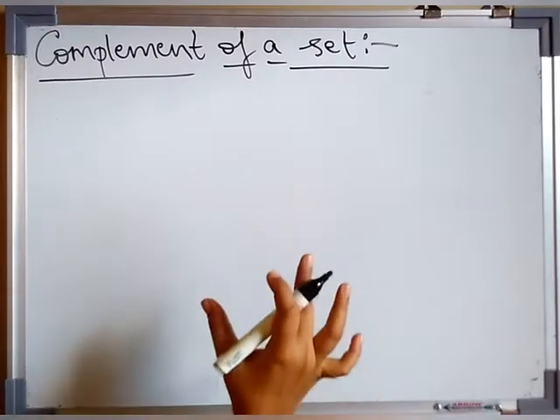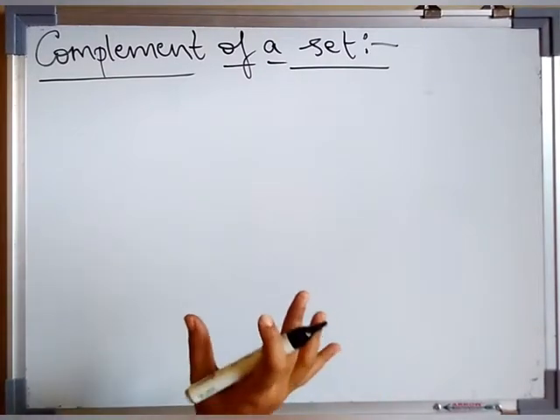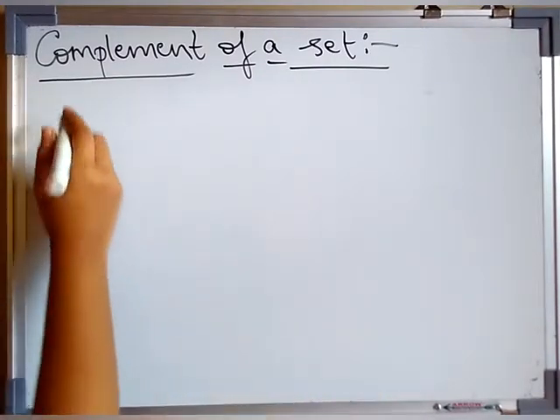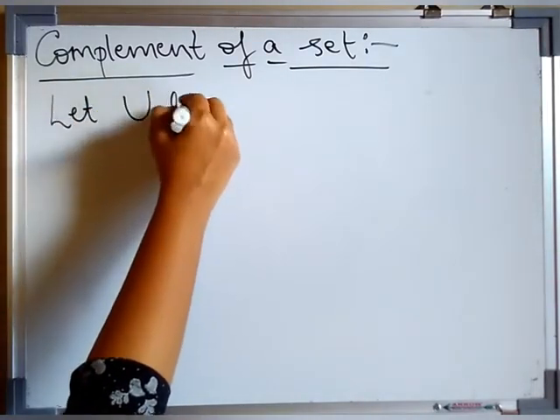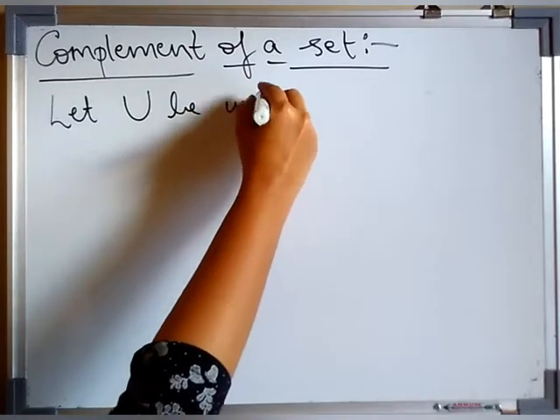The next concept is complement of a set. So consider, okay, let U be the universal set.